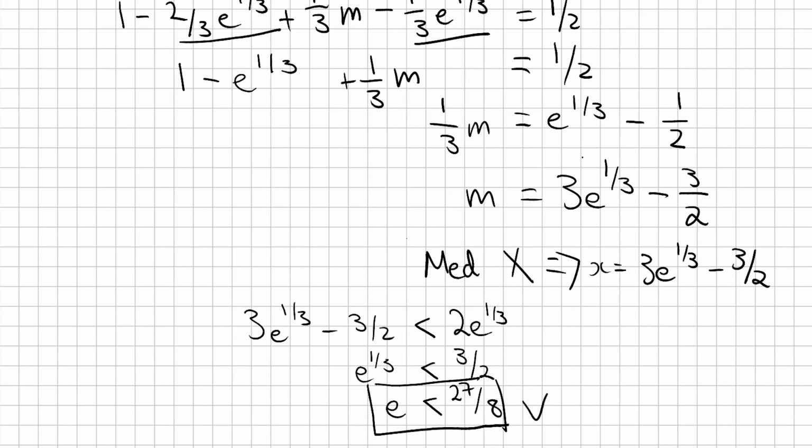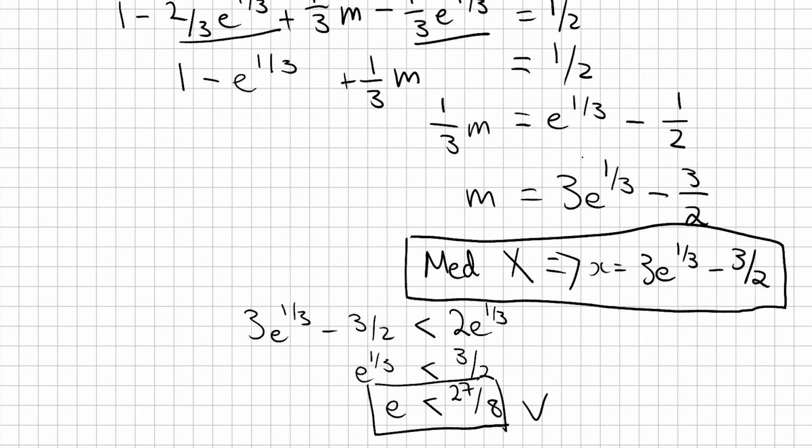So that means the median of our continuous probability distribution function x is 3e to the 1/3 minus 3 over 2.